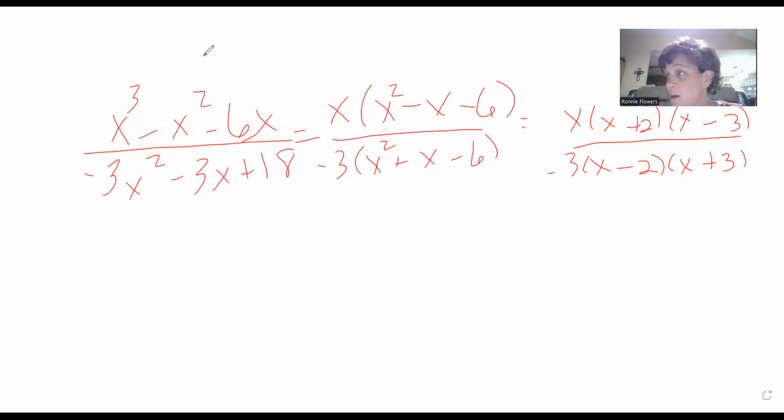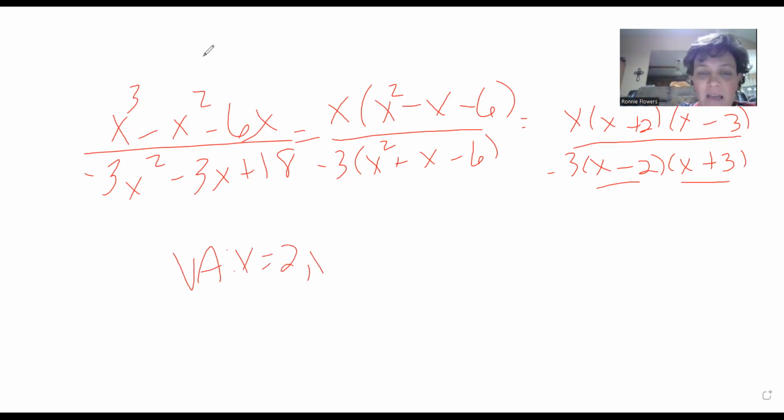All right. So now that you have it factored, we can find the vertical asymptotes. We can find the horizontal. We can find the x-intercepts, and we'll talk about the others. So let's talk about the vertical asymptotes. That's the bottom. It's set equal to 0. So that means this equal to 0 and that equal to 0 means x equals 2 and x equals negative 3. That's my vertical asymptotes.